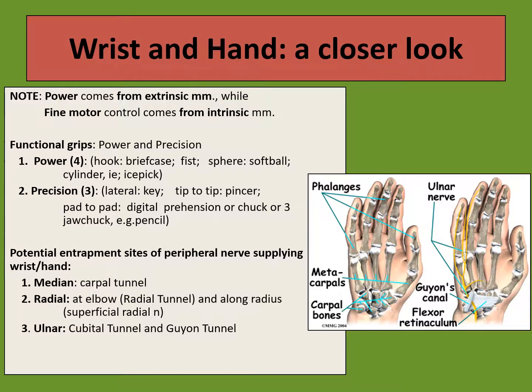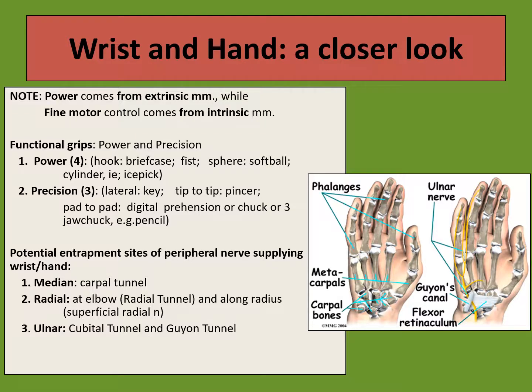And then we have digital prehension, or people will call it the three-jaw chuck. And this is the thumb between the second and third digit, often how we hold a pencil, although we'll have to check out everybody's pencil grip. And then, as we talked before, there can be nerve damage, which will definitely limit a patient's function.